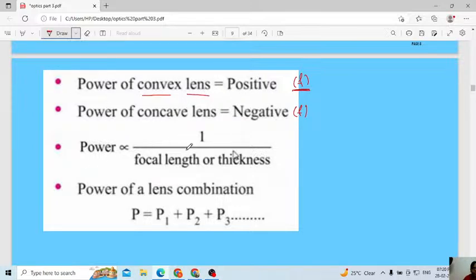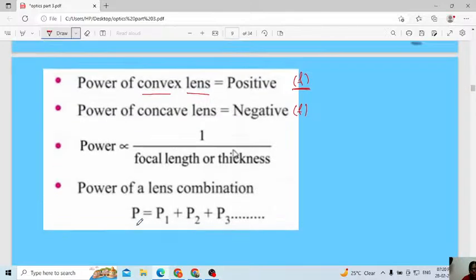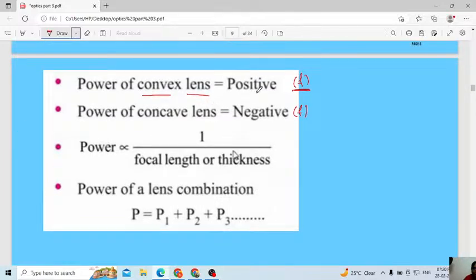Then power is 1 by focal length. If you are having 2 or 3 lenses, how will you calculate the power? Simply add all the powers, and you will get the total power. Remember that one. The power of a convex lens is positive, the same as the focal length. Remember the focal length, it will be the same as the power.